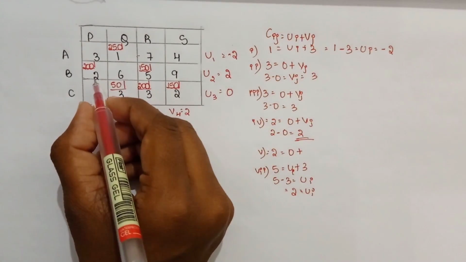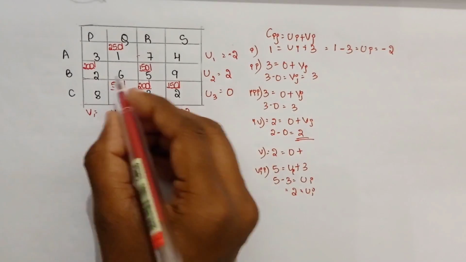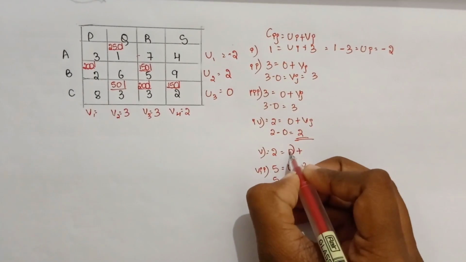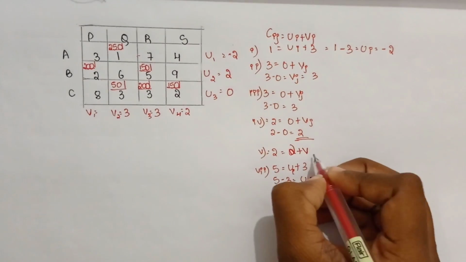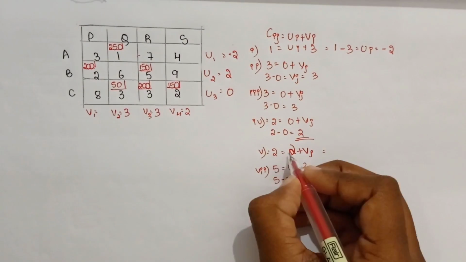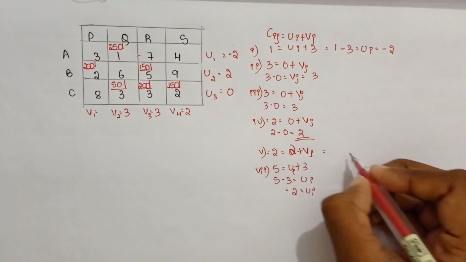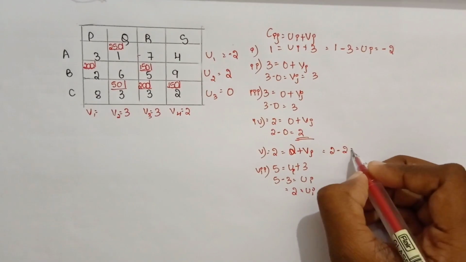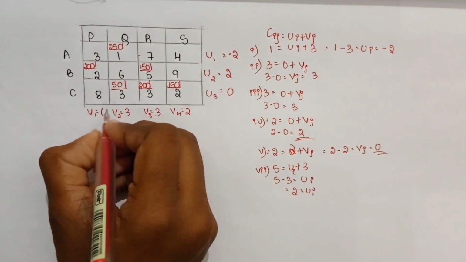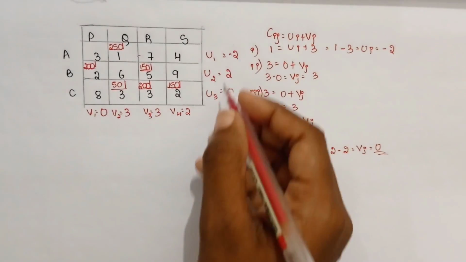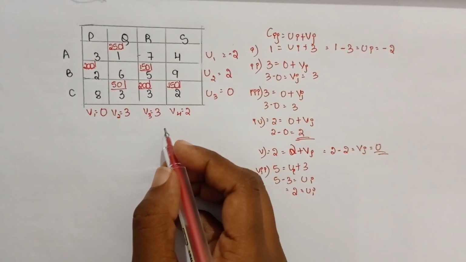So the Cij value is 2, plus the u value is 2, plus I don't know the v value, so I will write it as c. So when I transfer this 2 to the left side, the plus 2 will become minus 2. So 2 minus 2 is 0. So the v value is 0. So now I got all the u and v values.